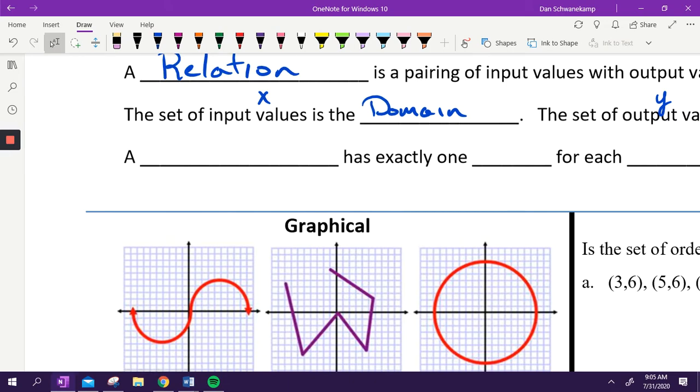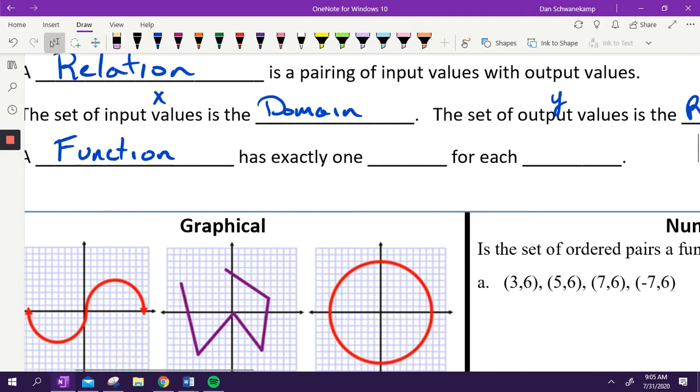So we've got these things, a relation. If you take two things, you pair them together, that's a relation. You can have lots of different pairings, that's a relation. All right? But we have a special type of relation called a function. A function has exactly one y value for each x value.